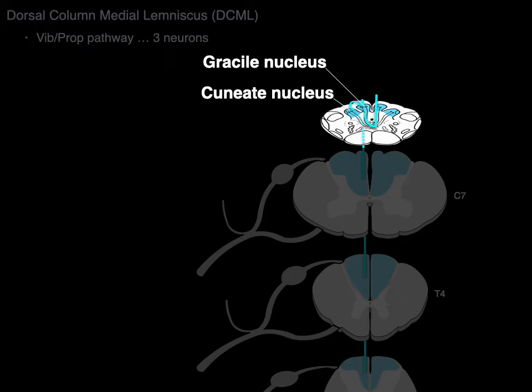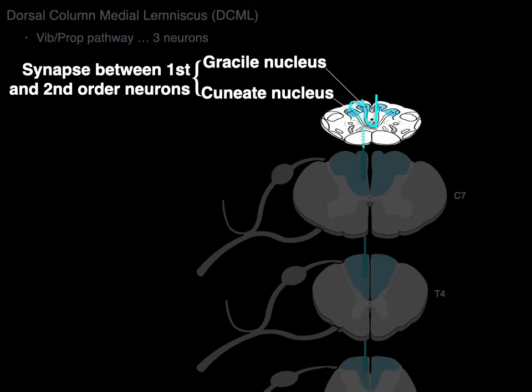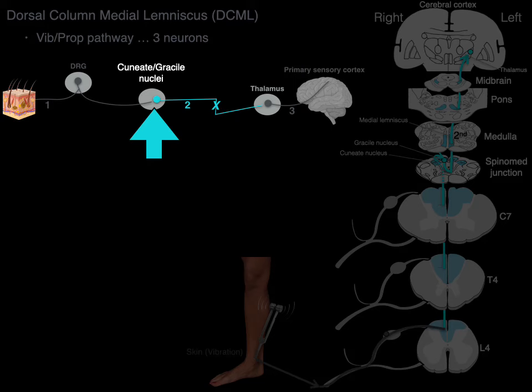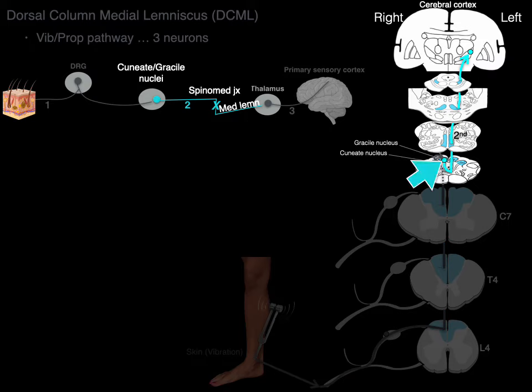And the gracile nucleus and cuneate nucleus are the cell bodies for second order neurons, between the synapse between the first and second order neuron. So there's that spinal medullary junction. So now that we have this cuneate nucleus, or gracile nucleus, that second order neuron is going to then decussate at the spinal medullary junction and then ascend in the medial lemniscus to synapse in the thalamus. So there's that second order neuron. It's going to decussate at the spinal medullary junction and ascend in the contralateral medial lemniscus all through the brainstem and synapse in the contralateral thalamus.